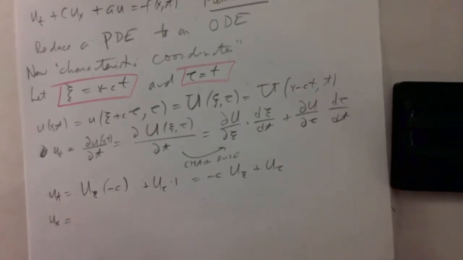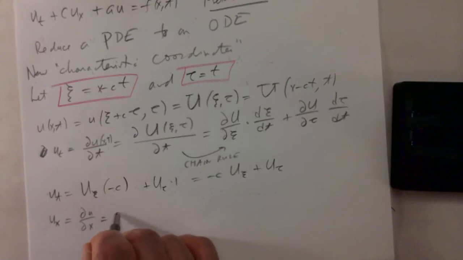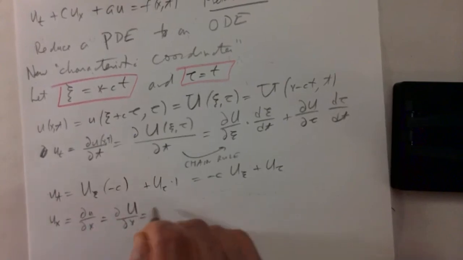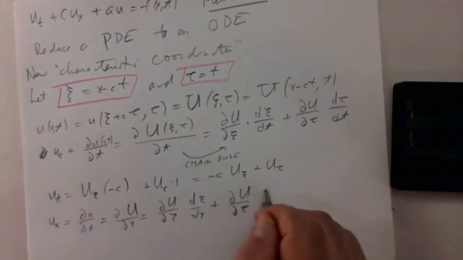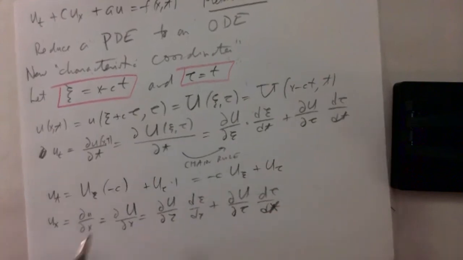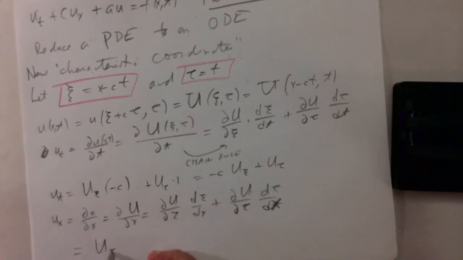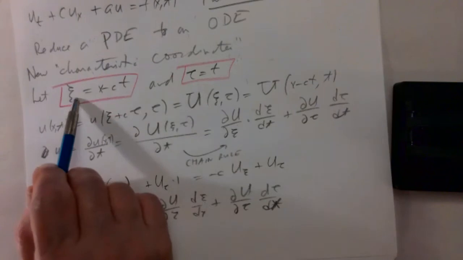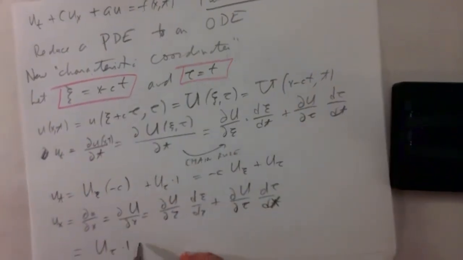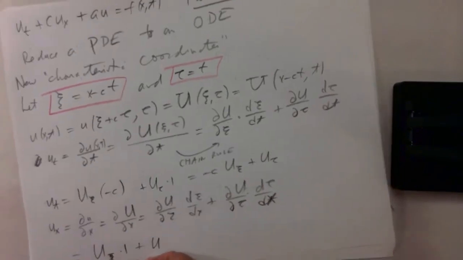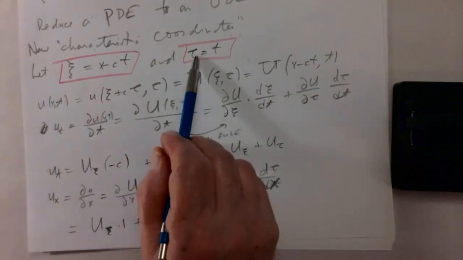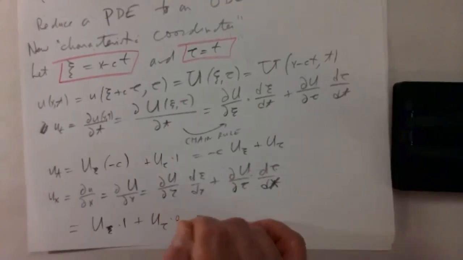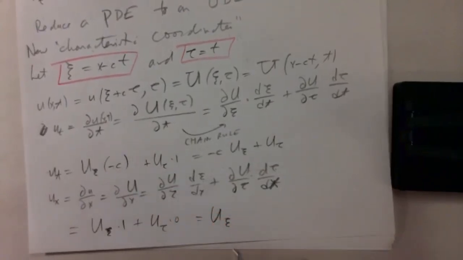And what is the partial of u with respect to x? That's the partial of capital U with respect to x, which is the partial of u with respect to c, dc dx, plus the partial of u with respect to tau, d tau dx. For dc dx, this is c. You differentiate this with respect to x, you get one, plus the partial of u with respect to tau, d tau dx. Well, there's no x here. You differentiate this with respect to x, you get zero. So this is just u c.